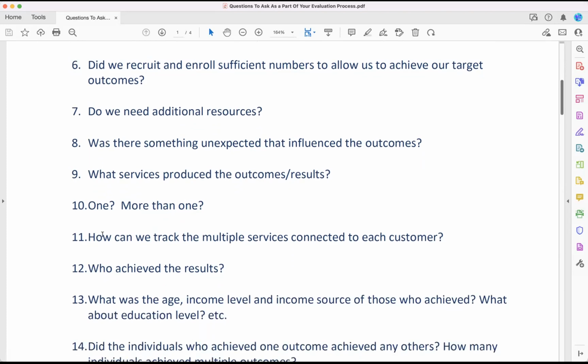So something else you want to ask yourself is, how can you track the multiple services connected to each customer? So maybe you have program participants that are engaged in, let's say you're going to teach them literacy. And in addition to you doing a literacy service for them where you're teaching them how to read or how to be better readers, you also have a service in which you're teaching them how to find jobs, or you're teaching them how to do financial management, or whatever that might look like.